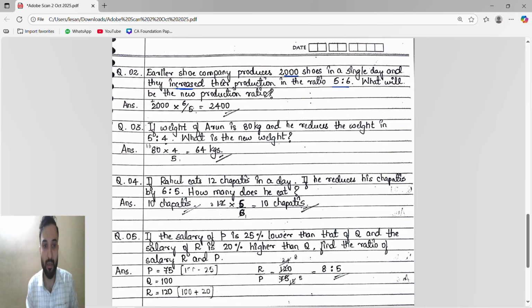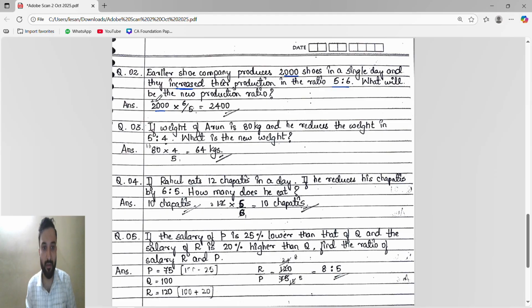So guys, simple thing. Starting means they had given the old quantity. The quantity was 2,000, and that increased in the ratio 5:6. We have to find the new. So what will happen? The given quantity 2,000 into the inverse of the ratio. The 5:6 will become 6/5.